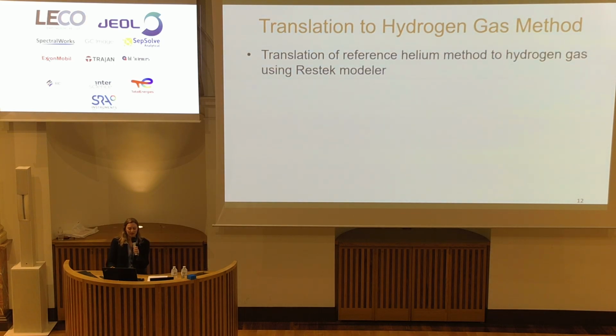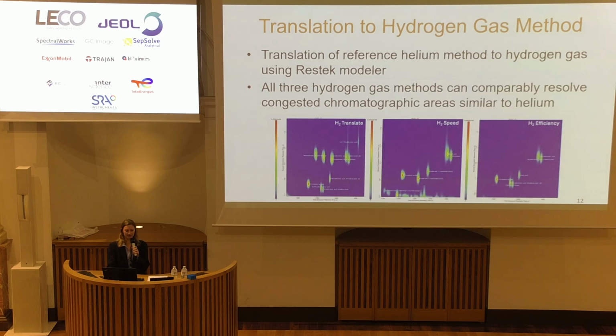My second part of the study was translating this optimized method to a method using hydrogen gas. The first part of this methodology was to translate the one-dimensional component to hydrogen gas using the online Restek modeler. This only does the first dimension. There's no online translation tool for GCxGC, so I had to come up with the other GCxGC parameters. But this online tool gave you 3 different translated options.